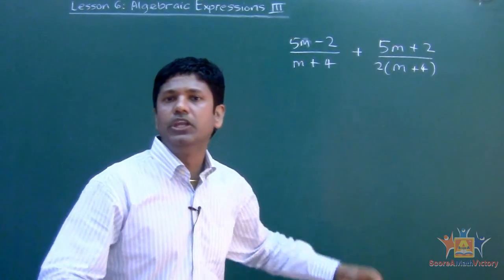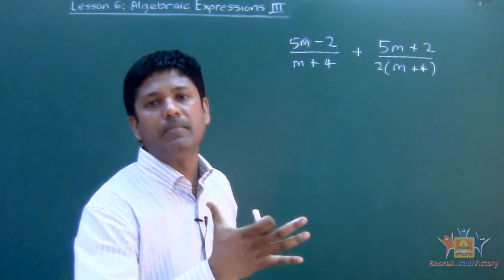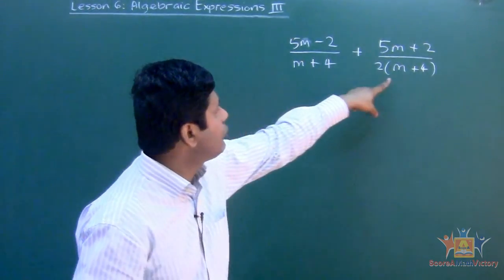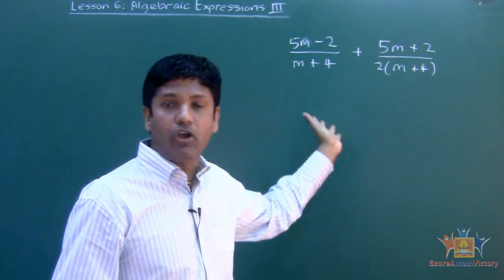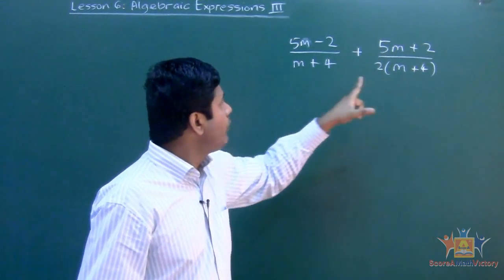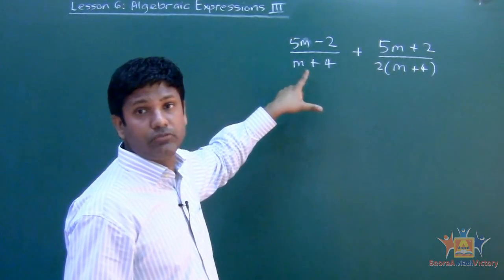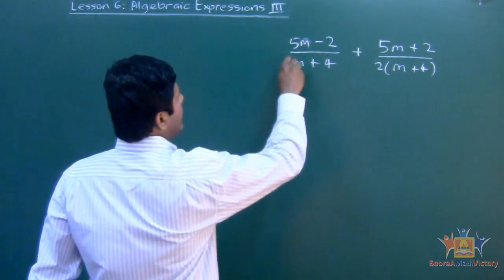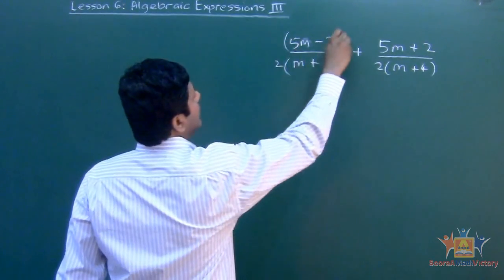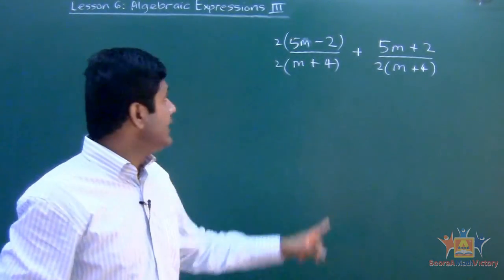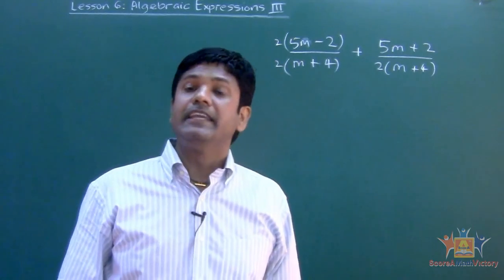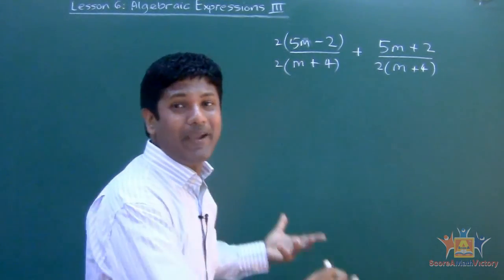If they're not common, you cannot. So you've got to make them common. All right? Look at this. Are these common? They're not. But how do I make that into common? m plus 4, m plus 4. But this one is times 2. So I want to times 2 to this one also. So that means if I times this by 2, I also times the numerator by 2. Now, are they common denominators? Yes, they are. Now I can combine them.